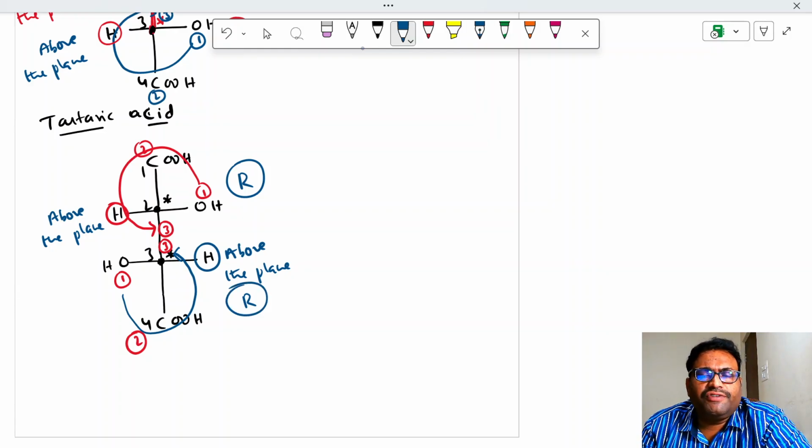Most of the questions, if you see in previous JEE Mains or NEET questions, are asked based on this RS naming. Based on this RS naming, we can decide many things. We can decide a pair of molecules as enantiomers. We can decide a pair of molecules as diastereomers. So most of the questions in previous entrance examinations are based on this RS nomenclature. So you should be able to write RS nomenclature. Then only you can solve the problems.